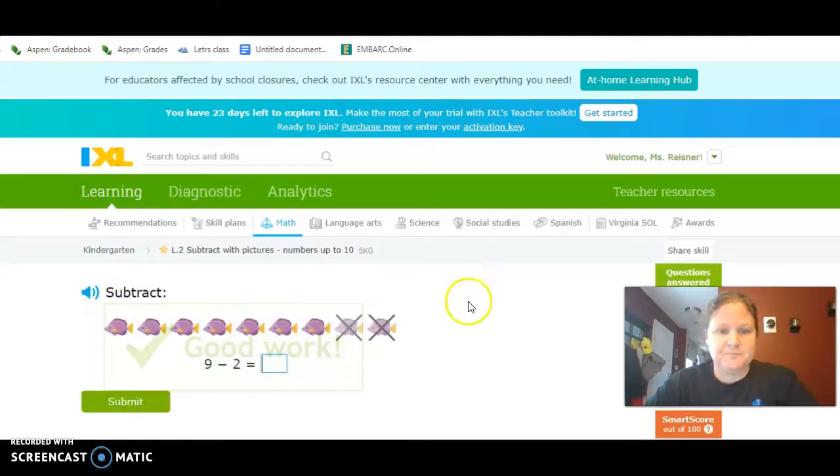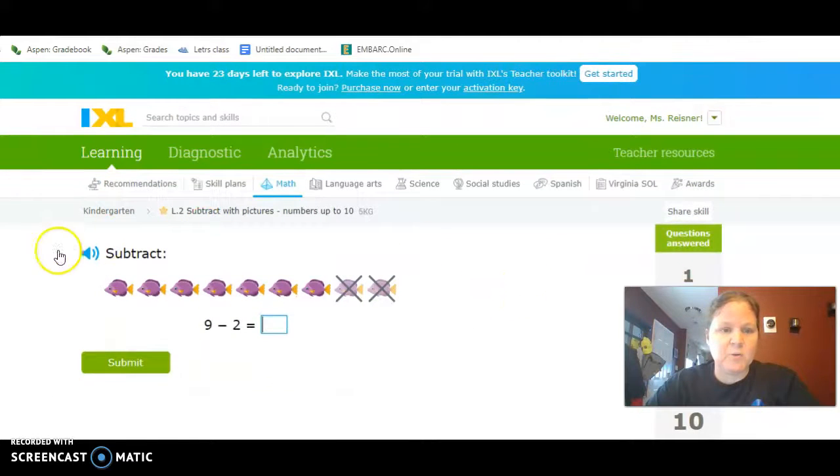Good job. All right. There were 9 fish. 1, 2, 3, 4, 5, 6, 7, 8, 9. They took away how many? Took away 2. Put an X on 2. How many are left? So 9 minus 2 equals? Good job. 7.